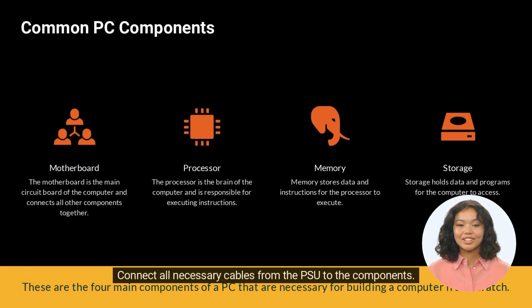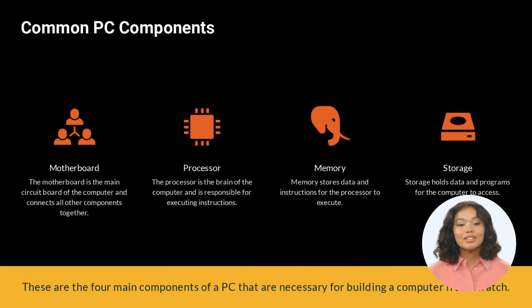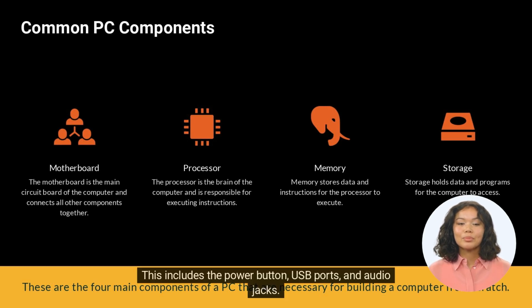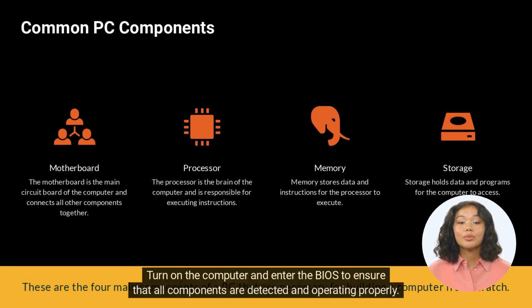Connect all necessary cables from the PSU to the components. This includes the 24-pin motherboard cable, the 8-pin CPU cable, and any additional cables required for the GPU. Connect any necessary cables for the case. This includes the power button, USB ports, and audio jacks. Turn on the computer and enter the BIOS to ensure that all components are detected and operating properly.